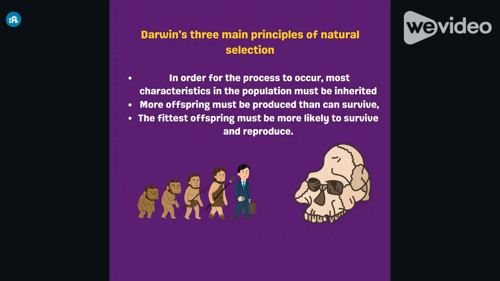Now let's go over Darwin's three main principles of natural selection. In order for the process to occur, most characteristics in the population must be inherited. More offspring must be produced than can survive, and the fittest offspring must be more likely to survive and reproduce. As we can see, we first started off as nomads, but over time we evolved into the current human civilization.